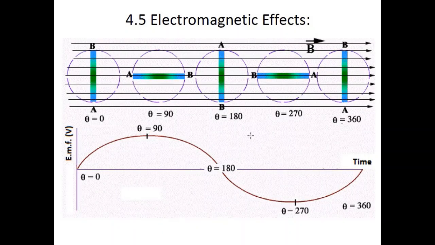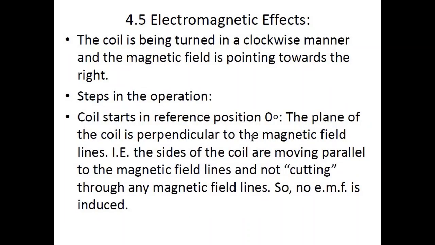Now here is a diagram or graph of what happens when an AC generator is turned. This is the direction of the rectangular coil, and this is the graph of current that is produced when it is turned through 360 degrees, from 0 to 360 degrees. The coil is being turned in a clockwise manner and the magnetic field is pointing towards the right.